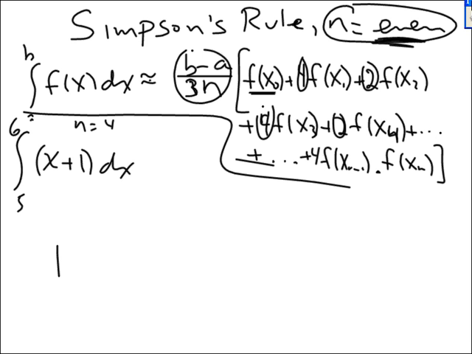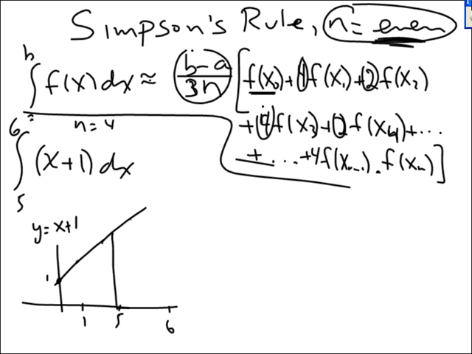Now, we could figure out what this is. We know the y, if y is equal to x plus 1, if x is 0, y is 1. If x is 1, y is 2. There it is. And we want to go from 5 to 6. We want this area. We want the area in here. Okay, this is a trapezoid.